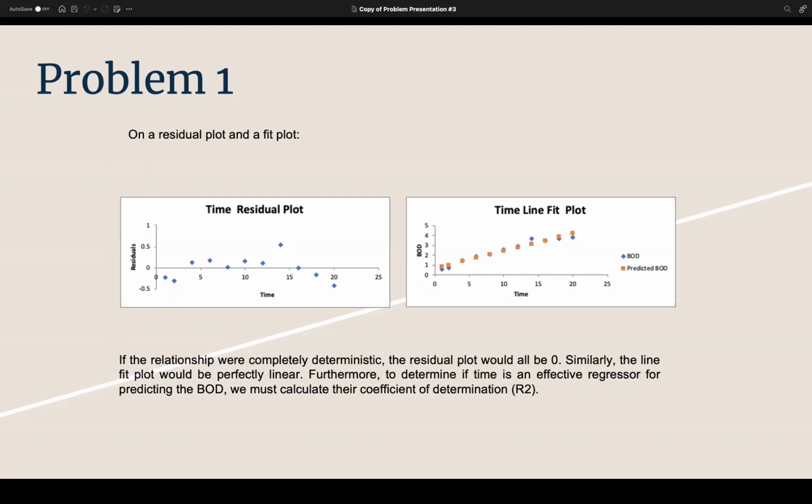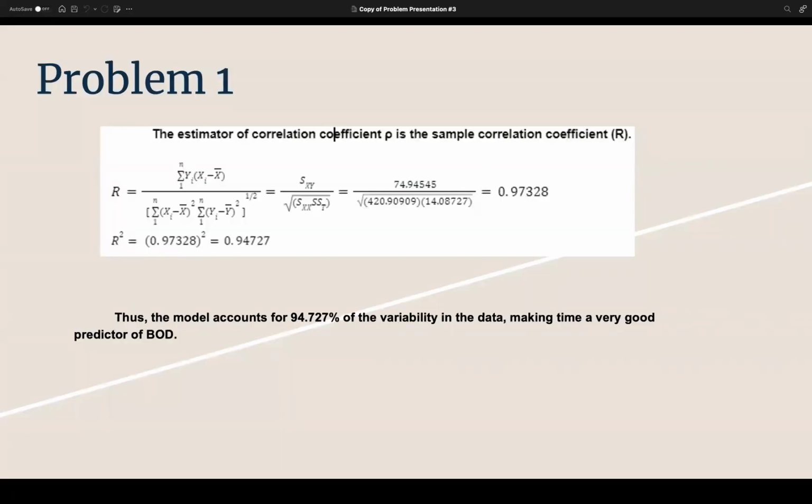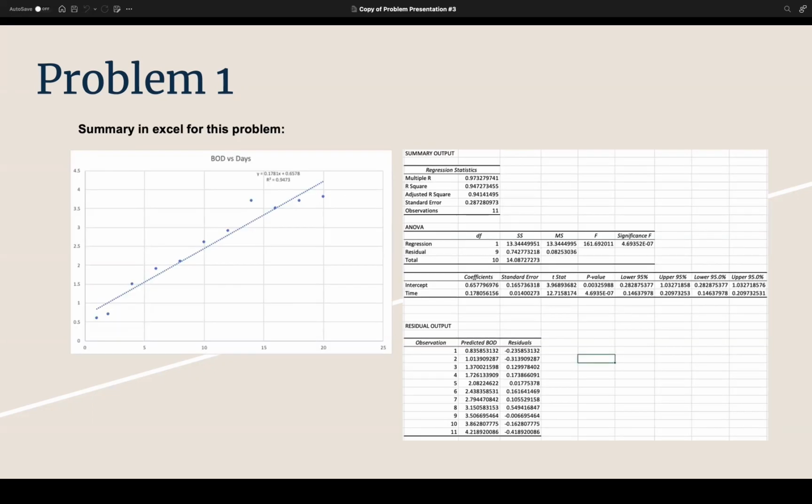Furthermore, to determine if time is an effective regressor for predicting the BOD, we must calculate the coefficient of determination, or R squared value. To get the R squared value, we would need to use this equation. And using this equation would give us a value of 0.94727. Therefore, the model accounts for 94.727% of the variability in the data, making time a very good predictor of the BOD. Here is the summary of the problem using the Microsoft Excel data analysis tool.